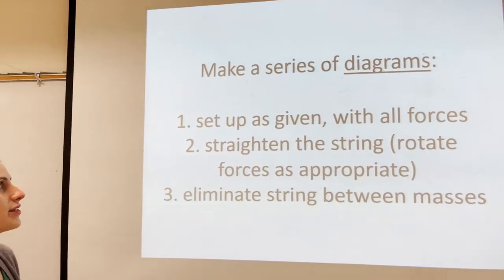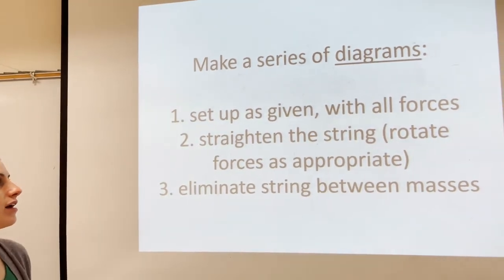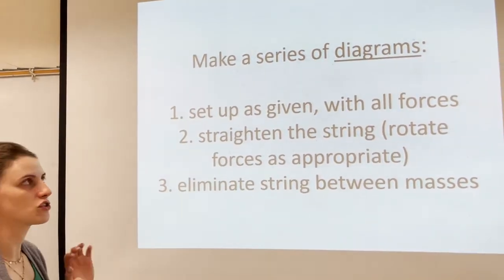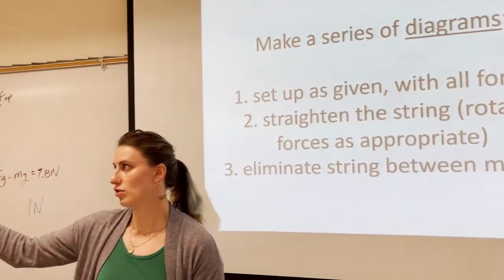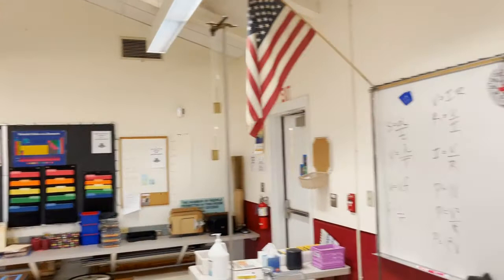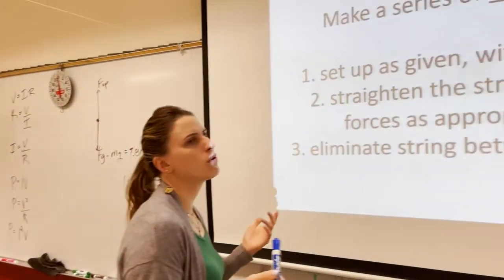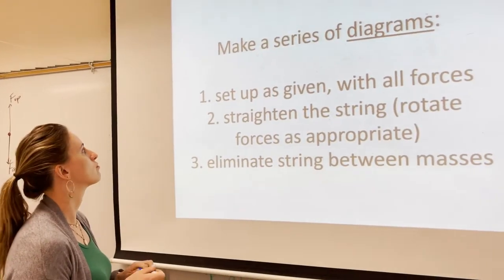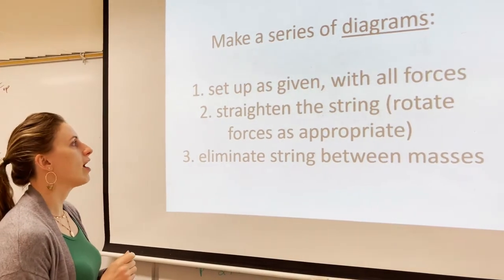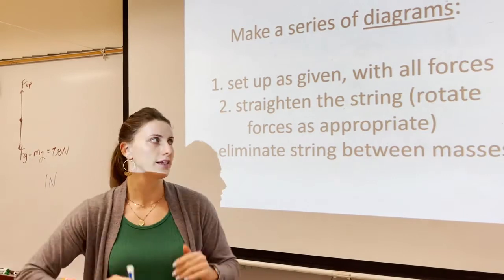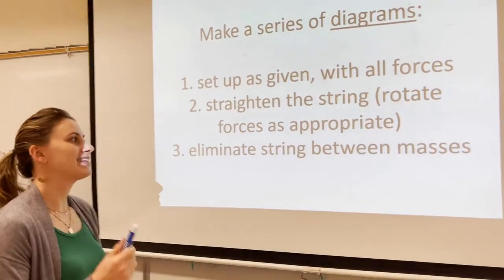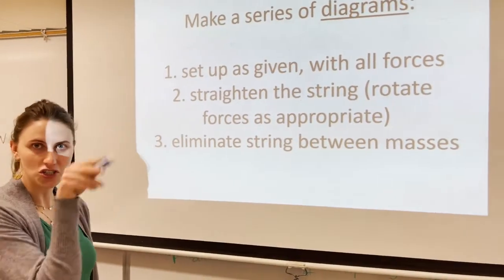We want to make a series of diagrams, and you don't want to cut corners on this. Just draw it out, set it up as given with all the forces. So you would just draw what we have here, using our free body diagram or boxes. I think we ended up using boxes when drawing this. Straighten the string out and rotate the forces. So instead of drawing it like this, now we're straightening it out like that. And then we eliminate that string, because the pulley is just changing the direction of the force.